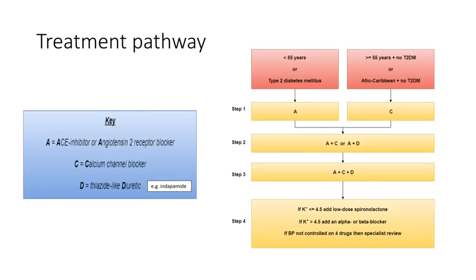The treatment pathway is very well defined. So it uses a number of letters, A, B, C, D. We can think about A being angiotensin converting enzyme inhibitors and angiotensin 2 receptor blockers. B being beta blockers. We can use C as calcium channel blockers. And D are for thiazide-like diuretics, such as indapamide.